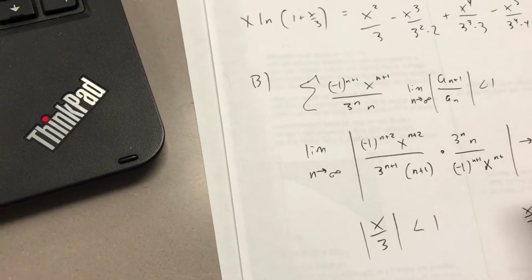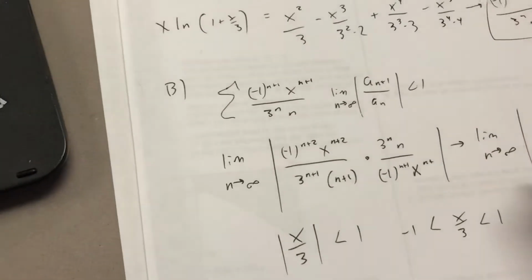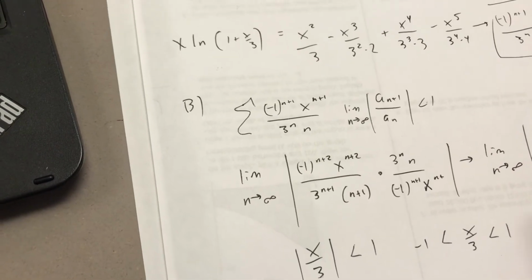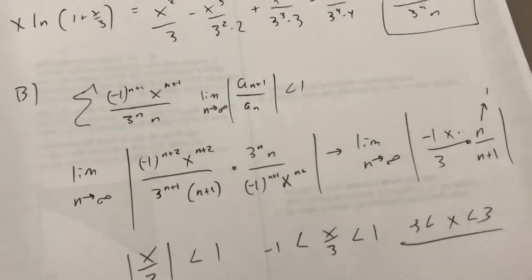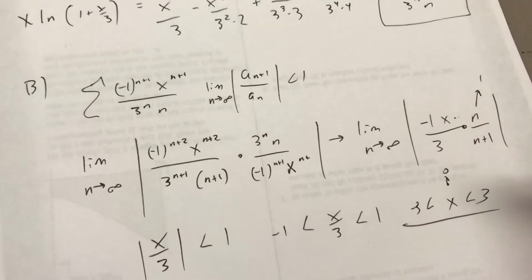Which means that x over 3 needs to be between 1 and -1, and we can multiply everything by 3. It means x is going to be between -3 and 3. So if they just ask you for the radius of convergence, this thing is centered at 0, and you're going up 3 and you're going back 3, and you'd be done.